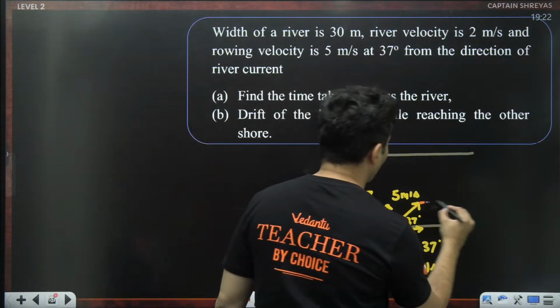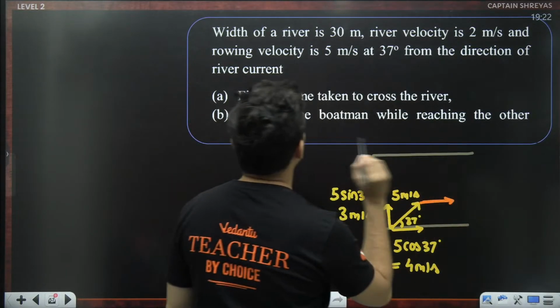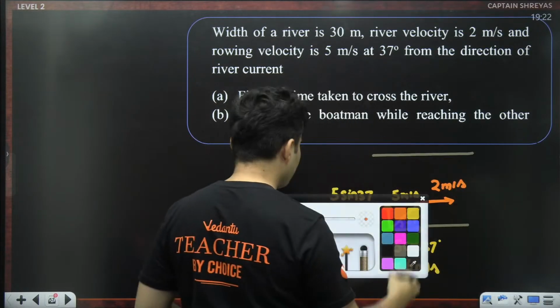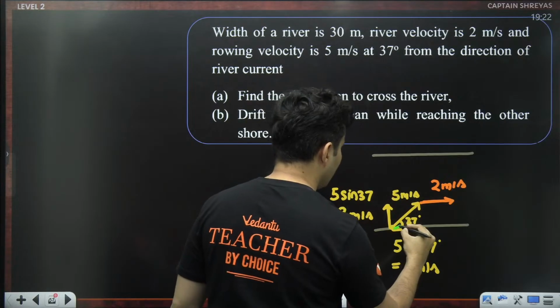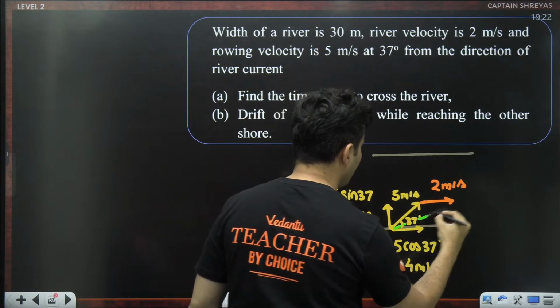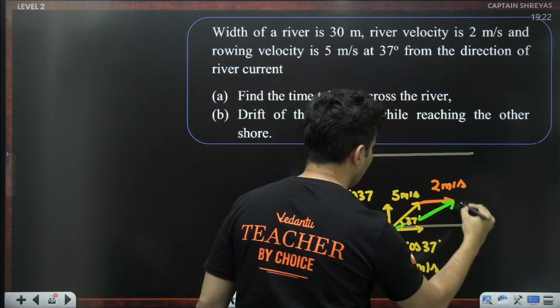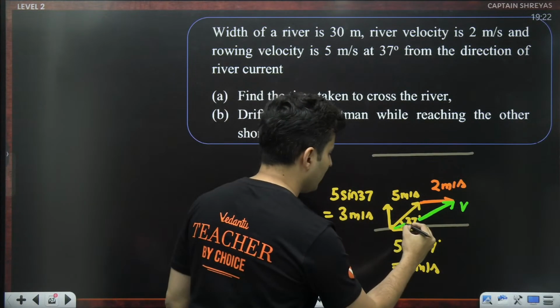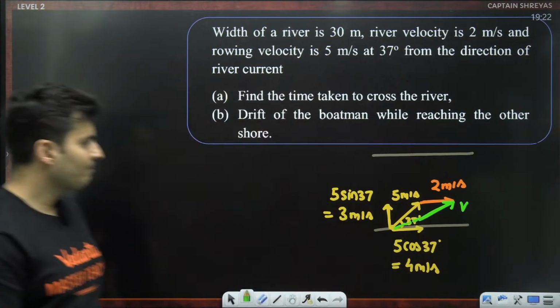River velocity is like this. How much is it? River velocity is 2 meters per second. So my resultant will be this one. This will be my resultant. Think about it, right? This whole thing will be my resultant.